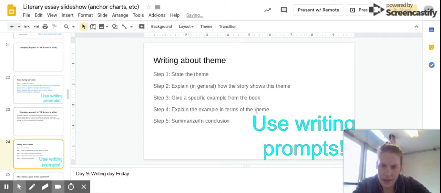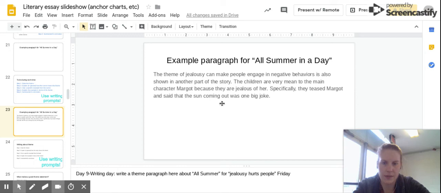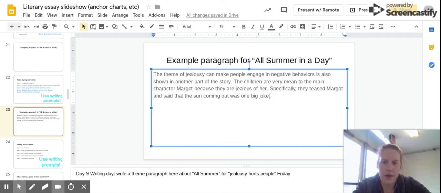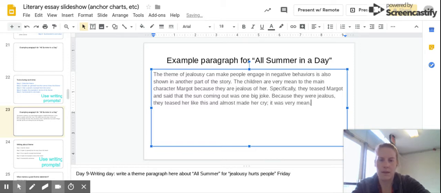Next sentence. Explain this in terms of the theme. So I have to pretend somebody hasn't read the story and explain how them saying that the sun coming out was one big joke was negative behavior. Because they were jealous, they teased her like this and almost made her cry. It was very mean.